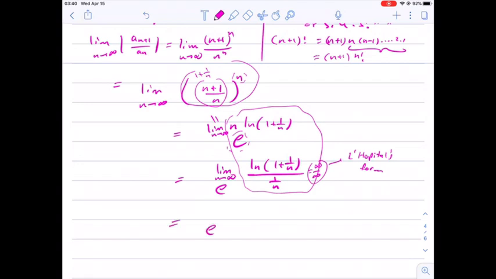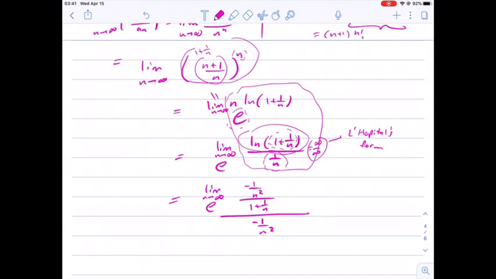We find the derivative of the numerator and the derivative of the denominator individually or separately. So what is the derivative of the numerator? What is the derivative of natural log? It's the derivative of the inside function, the inner function, negative 1 over n squared, over the same function. And then what is the derivative of the denominator? It's negative 1 over n squared.